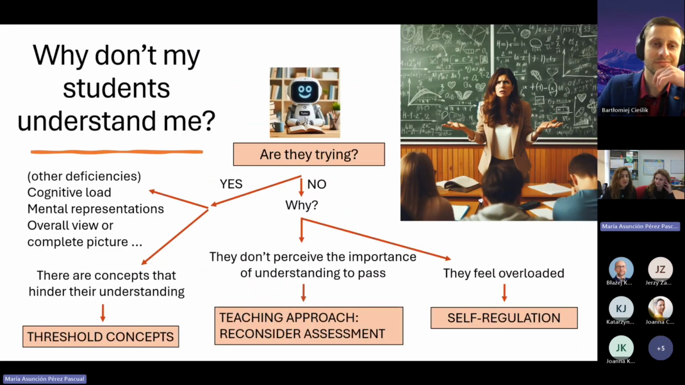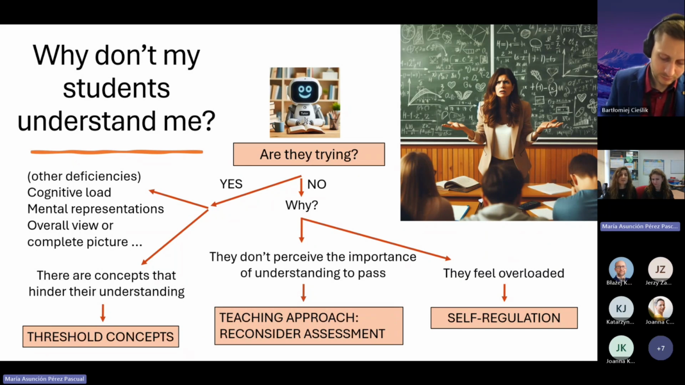Let's start thinking about why our students don't understand us, and this is very frustrating. The first thing we need to think about is whether they are trying to understand us or not. We have some students that don't try. Some of them don't try because they feel overloaded. They have lots of subjects, lots of tasks, and this is a problem of self-regulation. On the other hand, there are other students that don't perceive that it's important to understand in order to pass. If we ask the same information we give them in the classroom, they just repeat. Repeating is enough to pass. We can change that very easily.